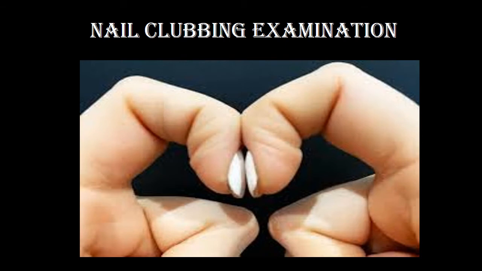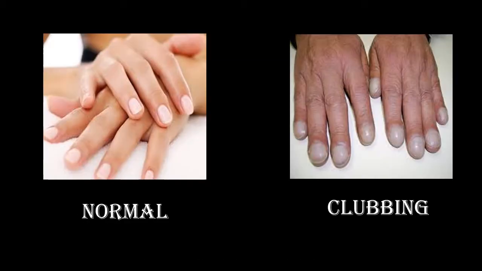Today I will explain how to examine nail clubbing. Clubbing is a bulbous enlargement of the soft tissue of the terminal phalanges, with both transverse and longitudinal curving of the nails due to increase in anterior, posterior and transverse diameter of the nails. The soft tissue swelling is due to interstitial edema and dilatation of arterioles and capillaries.